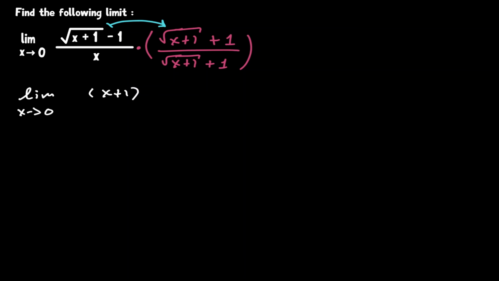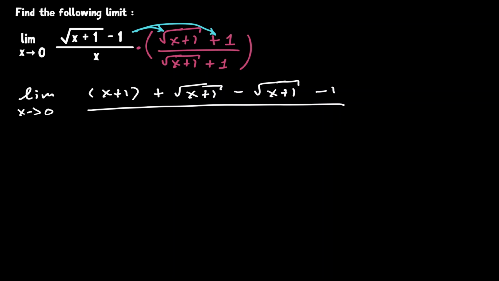Now let's distribute to the next term. The square root of x plus 1 times 1 is just the square root of x plus 1. Now let's distribute the next term. Negative 1 times the square root of x plus 1 is just negative square root of x plus 1. And when we make the last distribution, negative 1 times 1 is just negative 1. Now on the denominator, let's just write down the multiplication that we would have gotten, which is x times the square root of x plus 1 plus 1. Let me not distribute that yet. We will see why in a second.